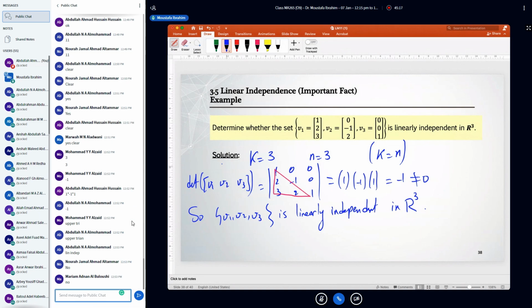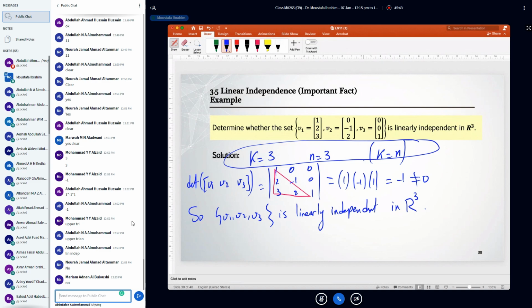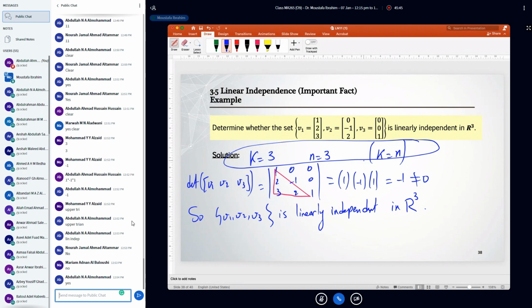Why were we able to use the determinant? Because k equals n. If you want to use the determinant, you have to show this. Here n equals 3. It's only for vectors, not for polynomials, so you can apply it only for Rn. Do we move? We continue? Okay.